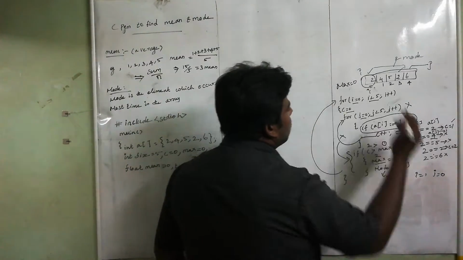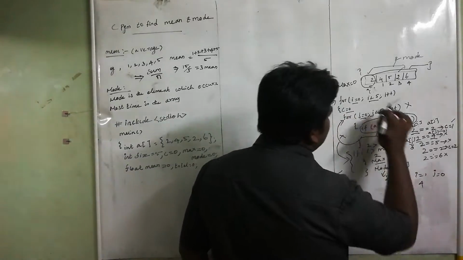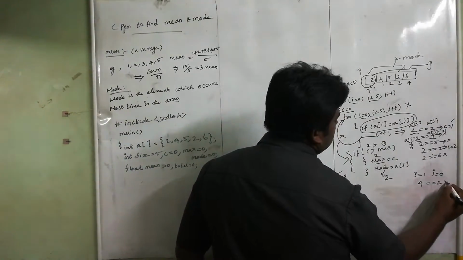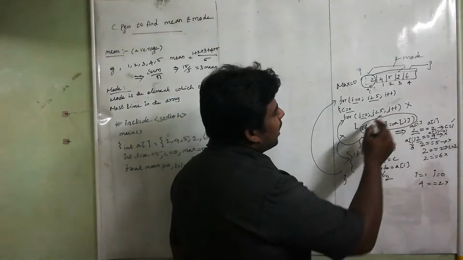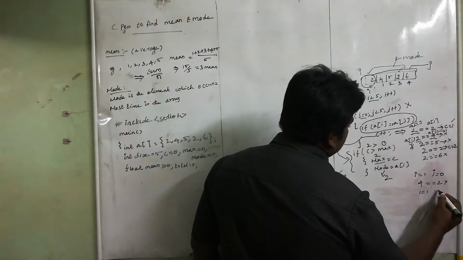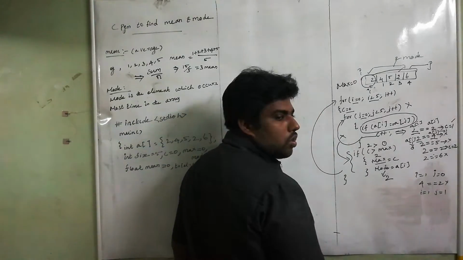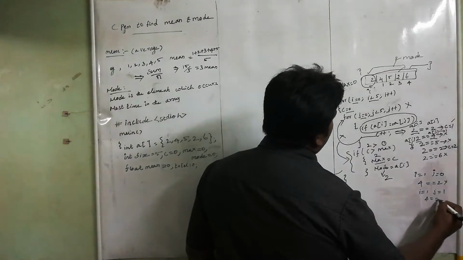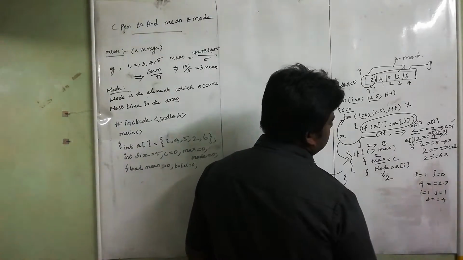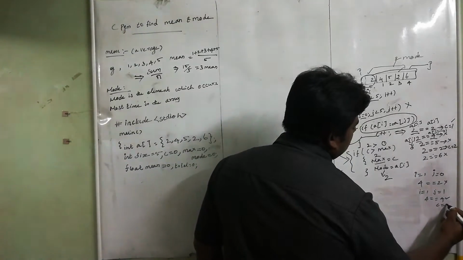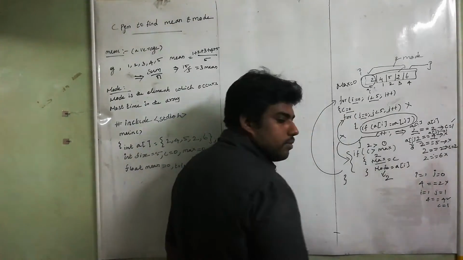So what's the I value now? 4. What's the j value? 0. 0 means 2. So 4 equal to 0. Condition false. So again j plus plus. Now I equal to 1, j equal to 1. So what will happen? 4 equal to 4. Now what will happen? This condition is true. So c equal to now 1.